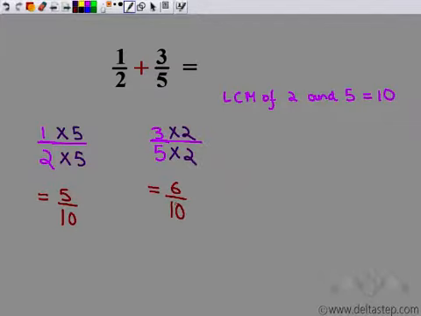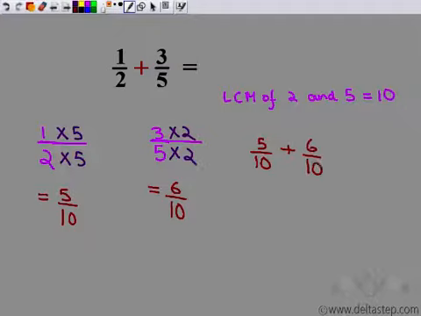So instead of writing these two fractions, now I can write these two fractions, because all I have done is multiplied the numerator and denominator by the same number. That is not changing the fraction. So instead of this, I can write 5 by 10 plus 6 by 10, which is 3 by 5.